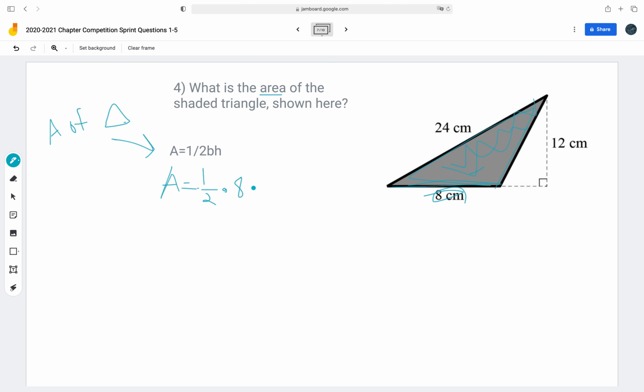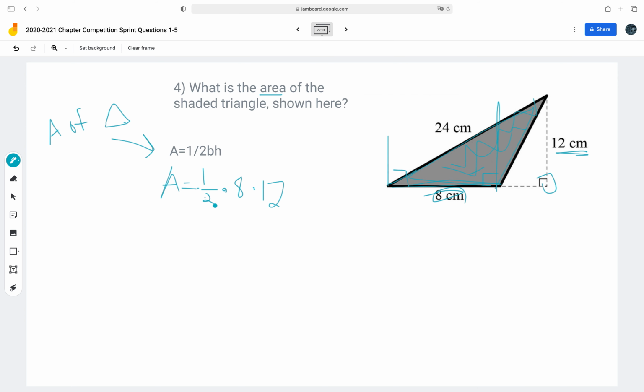So now what's the height? Some people might say it's 24, but that's not the height. The height wants to be perpendicular to the base, which is 8. And as you can see, that is not perpendicular, because perpendicular would be like that. But we can see it perpendicularly here. So even if it's outside the triangle, that's the height still. So the height is 12 centimeters times 12.